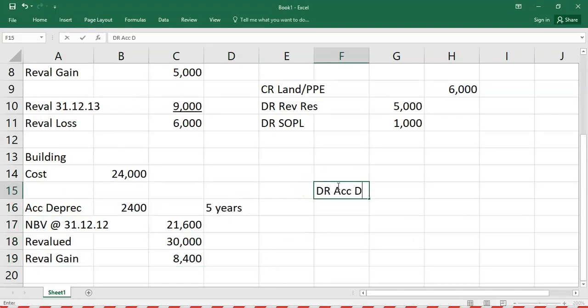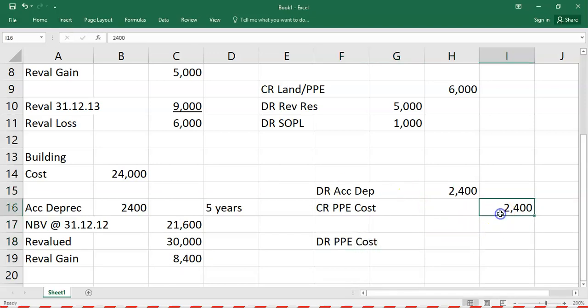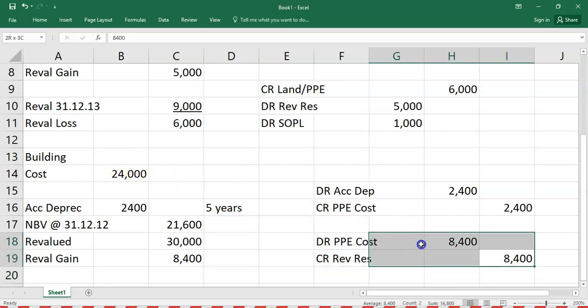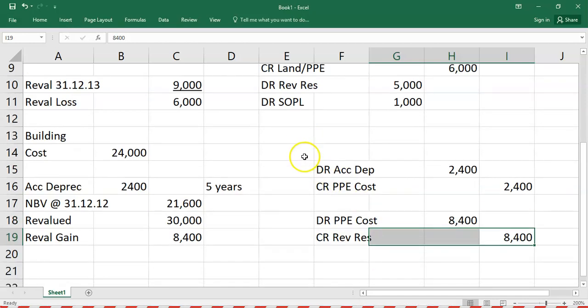You clear out accumulated depreciation and you credit PP cost, and that will be 2,400. And then you will debit PP cost. So that's bringing it down to 21,600. You're going to debit it 8,400, which brings it up to 30. And you're going to credit reval reserve 8,400. So that's what would have happened last year. Right, so you know in your revaluation reserve now you had 8,400 from a previous reval.